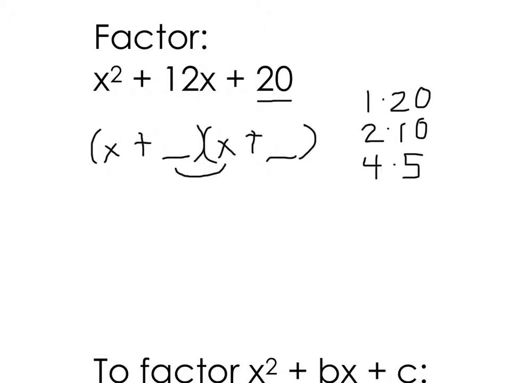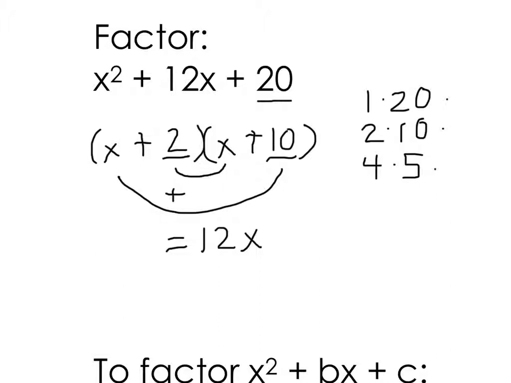Remember that the inside plus the outside has to give us 12x. So we're really looking for numbers that multiply and give us 20, but that add up and give us 12. Which set of factors do we want to use? 2 and 10. That gives us 2x plus 10x, which is 12x.